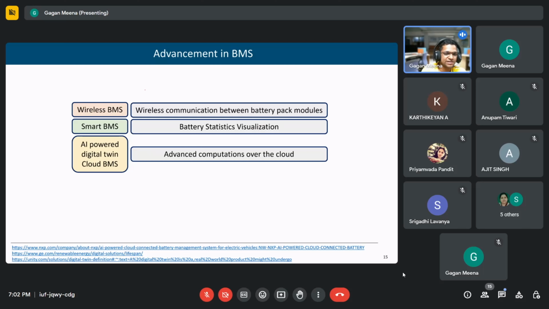So cell balancing is done using this wireless communication. These are the advanced BMS which have come up recently. Then smart BMS, well, they will display each and everything, all the analysis, entire battery performance can be visualized using the apps. And then AI powered digital twin cloud BMS. This digital twin concept we discussed in last class also.